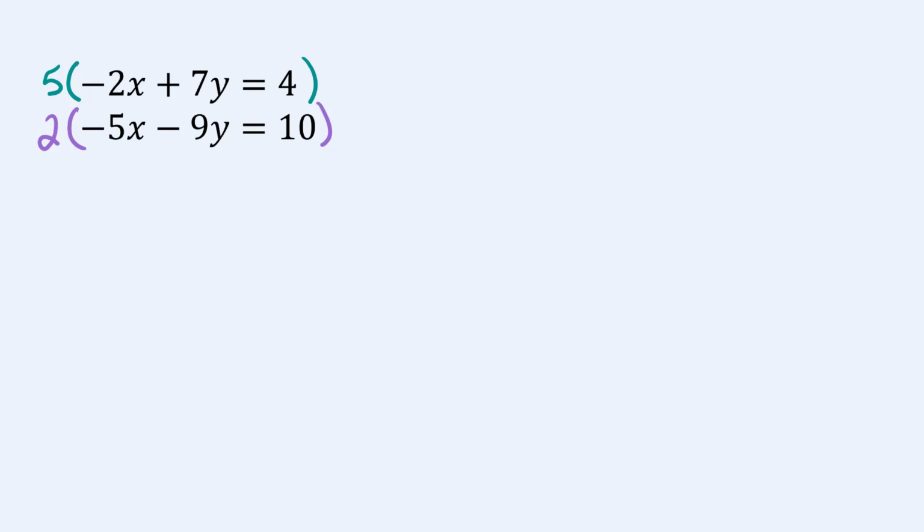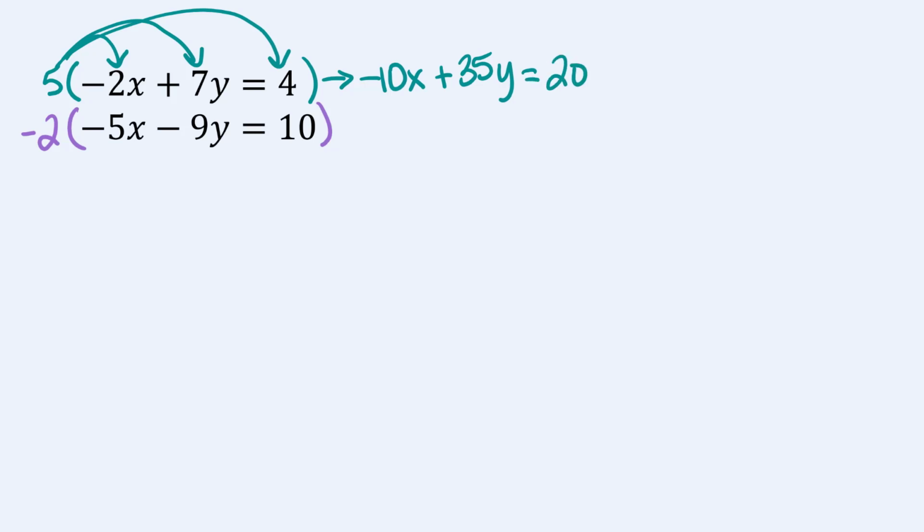But remember that both of these x values are already negative, so one of those multipliers needs to be negative. And it doesn't matter which one, I'm just going to make the bottom one a negative 2. So when I do this, I'm going to distribute this 5 to the negative 2x, and that gives me negative 10x. I'm going to do 5 times 7y, which is positive 35y. And then 5 times 4, which is 20. So that's what my top equation now becomes.